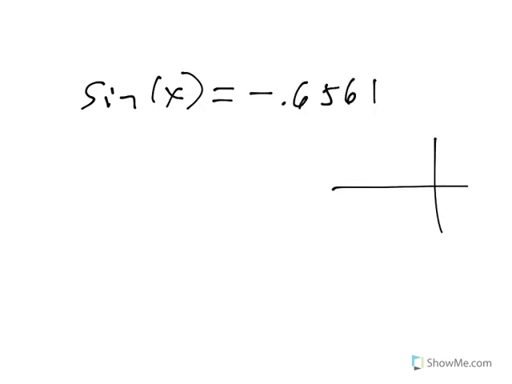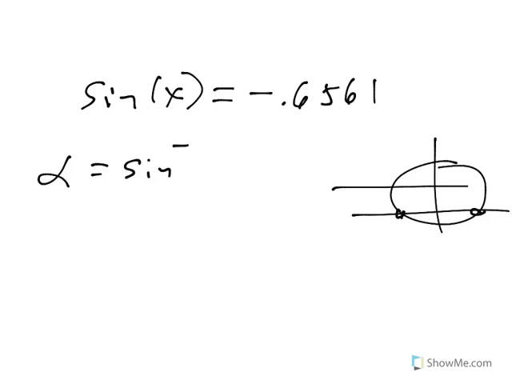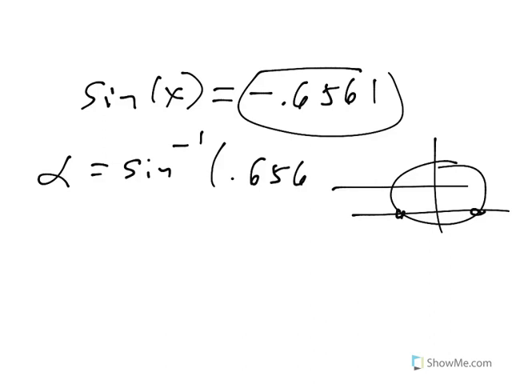Now when you have negative values, like that, that also has two answers. I think of them as being down here. We say the reference angle is sine inverse. I'm not going to put negative 0.6561, because we saw in the last lesson that sine inverse of a negative is a negative angle, between negative 90 and 0.